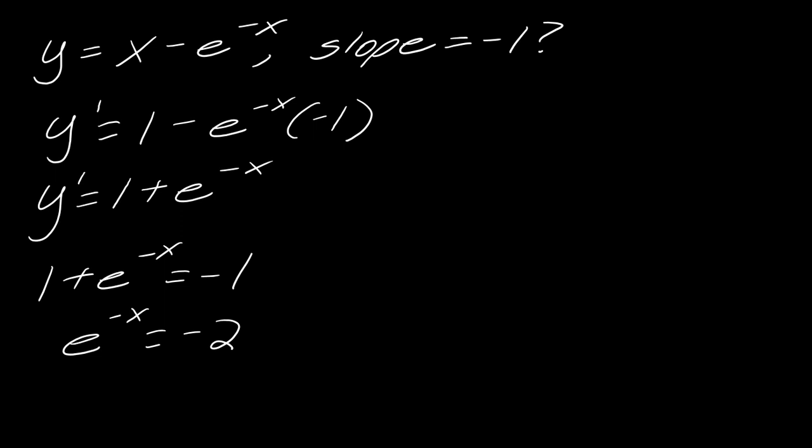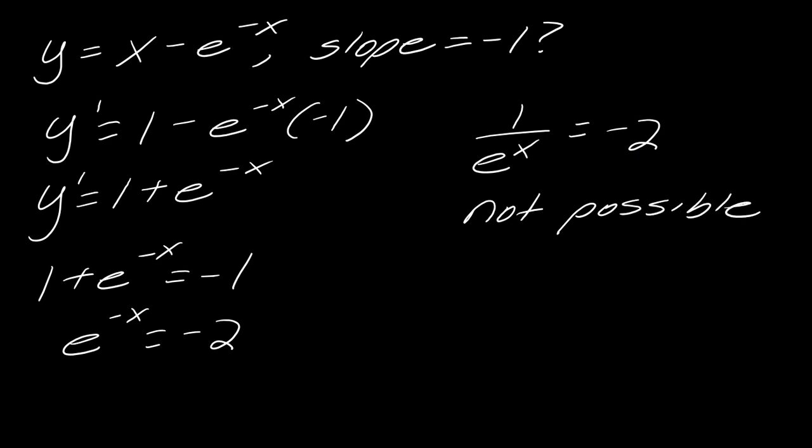And then maybe a better way to visualize this would be 1/e to the x. That's another way that you can write that. Can that equal -2? Is this possible? Is there any way that I could plug in an exponent to this to get a negative number? This is not possible. So in this case, there are no points.